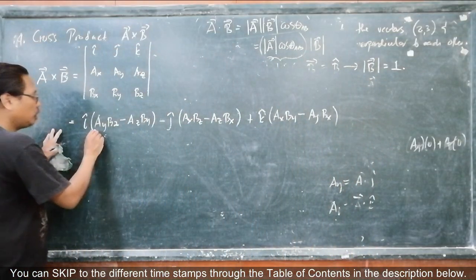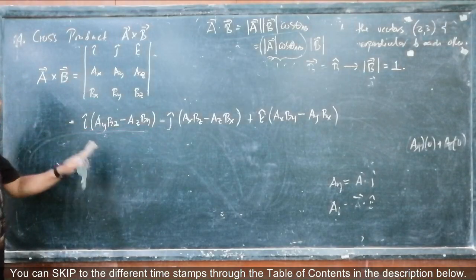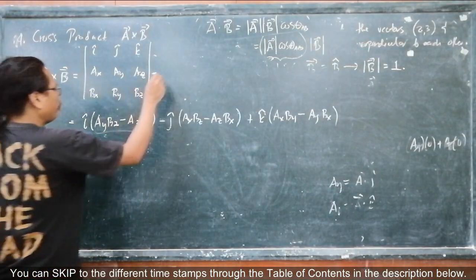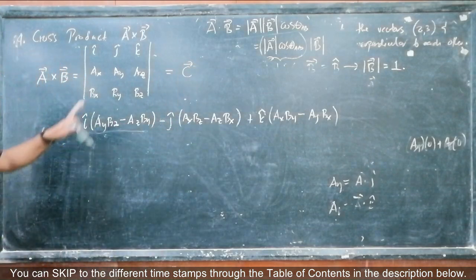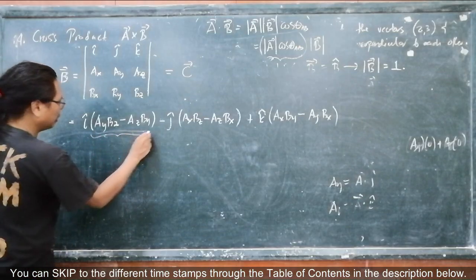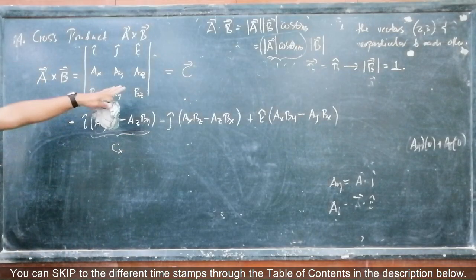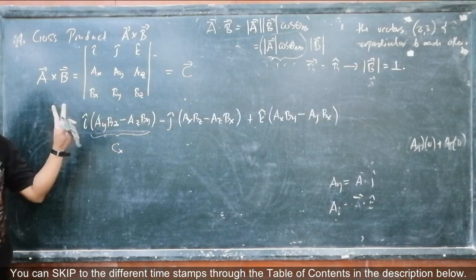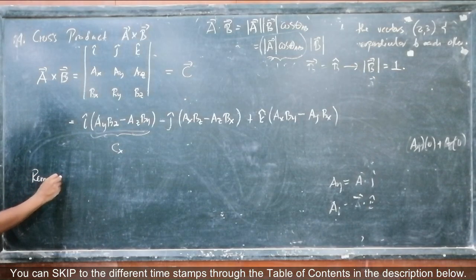Now clearly this one is a vector. Why? This one is a scalar, right? So this is a vector, and this is another vector. If we call it C, then this is Cx. This is the x component of the third vector, the cross product of two vectors. I'll put that as a remark. This is remark 10, no?